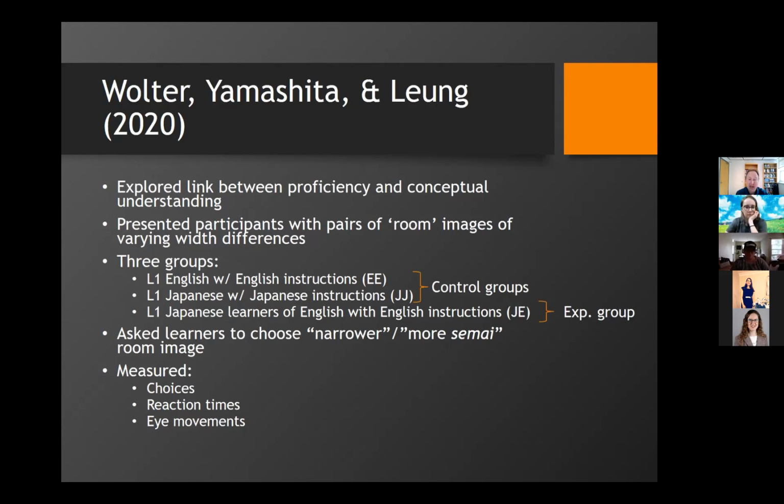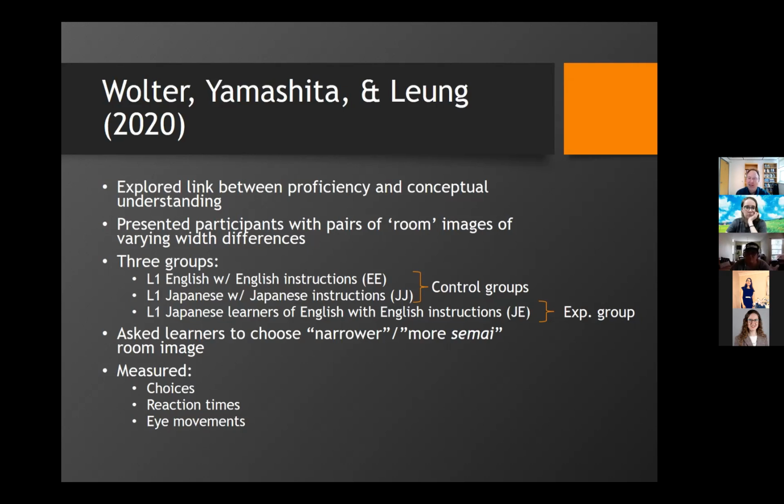And we asked them, depending on which language they were given instructions in, to choose either the narrower room or the more semai room. We measured their choices, which room did they choose? We measured their reaction times, and we also measured their eye movements. Now, unfortunately, the eye movements weren't very informative, and that's something that needed some refining. But the other results, I think, were very informative.